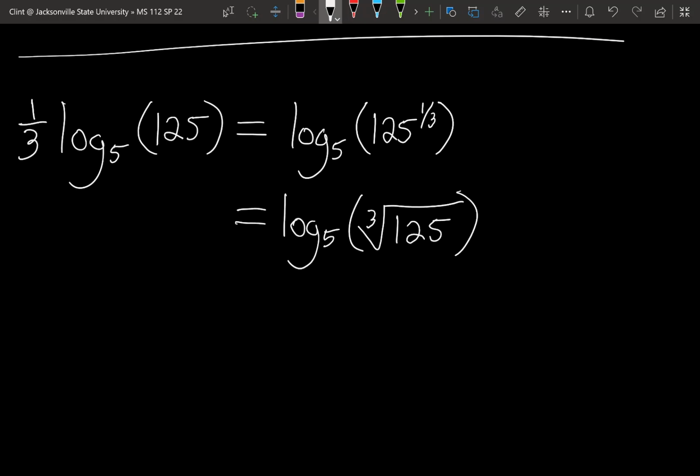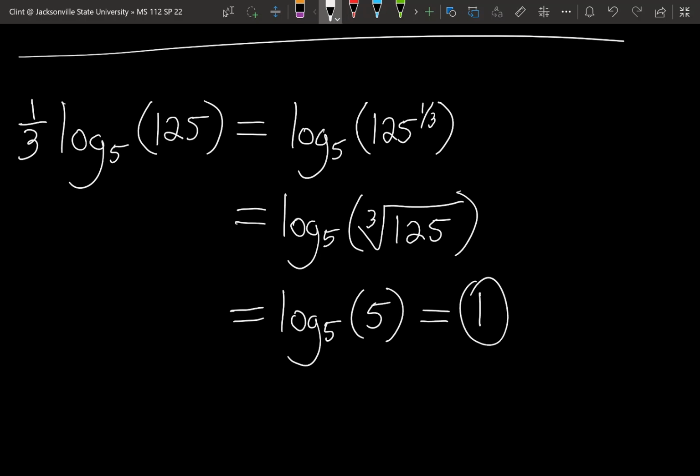You could punch that in a calculator, or 1/3 power is the same thing as cube root. Cube root says what times what times what, what times itself 3 times gives us 125. Or if you just punch in the cube root of 125, that is 5. 5 times 5 is 25. 5 quarters is $1.25. And what's our final answer on that one going to be? 1, because the base and the argument match.